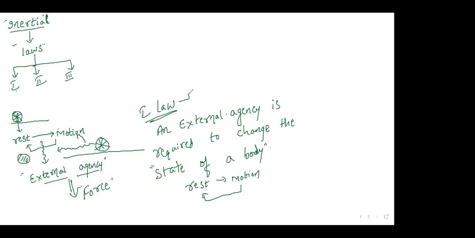So actually the first law gives the explanation for two parts. First, it talks about inertia. The second thing, it talks about the concept of an external agency, that is the force. If the body continues to be at rest or in motion, that property is called inertia. In order to change that inertia, we require an external agency. What is that called? Force. This is what we consider as the statement of Newton's first law. Any doubt, students? No, sir.